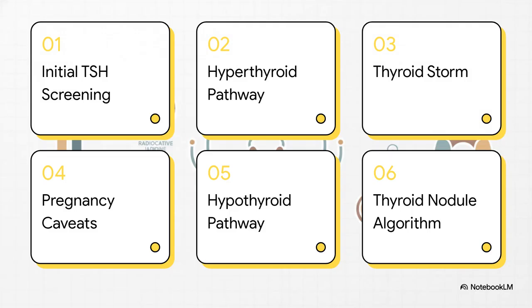We're going to hit initial TSH screening, move through the hyperthyroid pathway, tackle thyroid storm emergencies, look at pregnancy caveats, trace the hypothyroid pathway, and finally, break down the thyroid nodule algorithm.